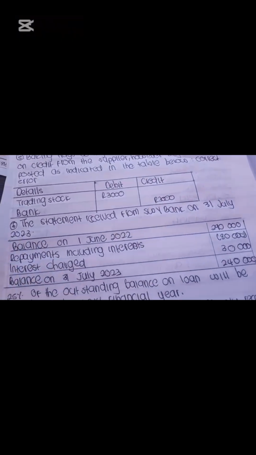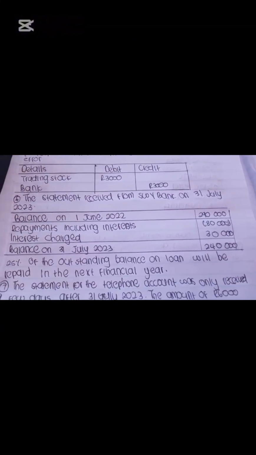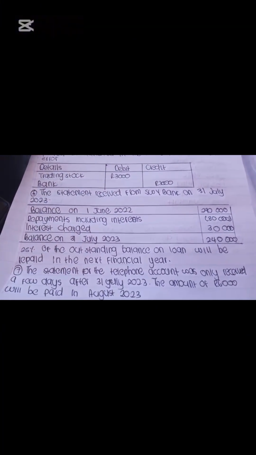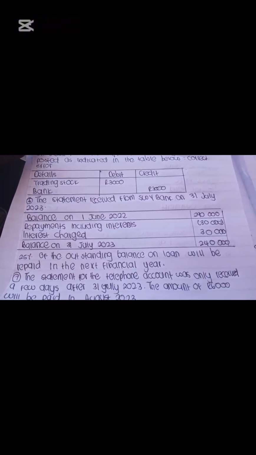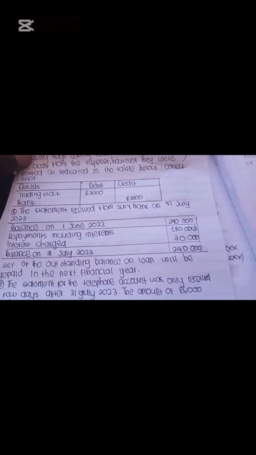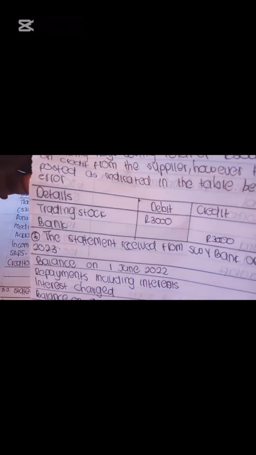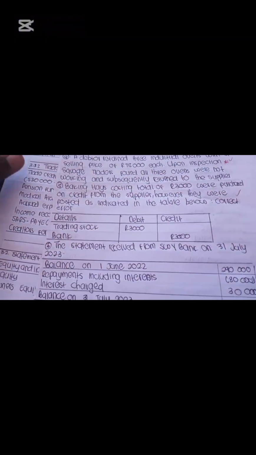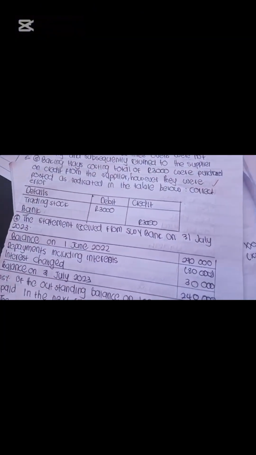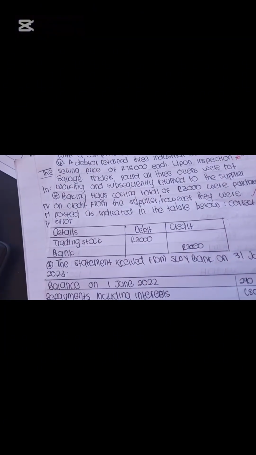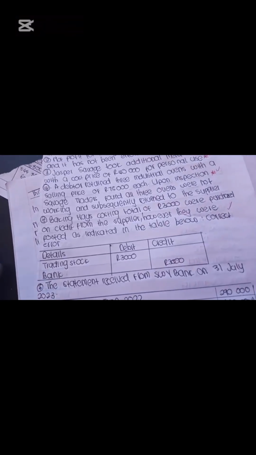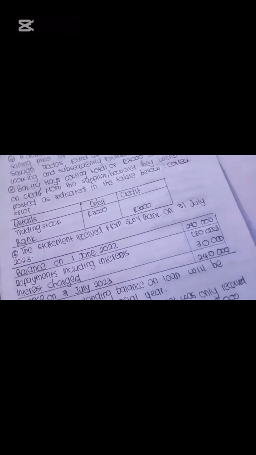Then we are going to number 6. This is the statement received from SWY Bank on the 31st of July. They are talking about a loan here. So we are going to include it on its own.